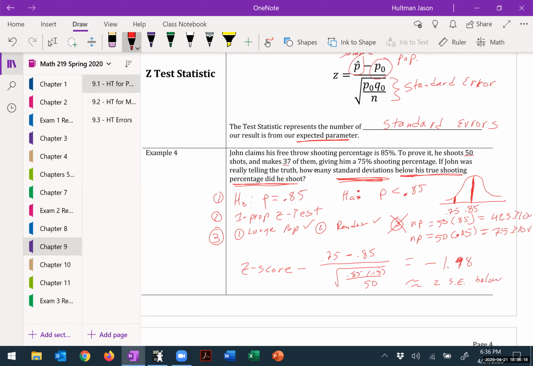But again, I can't continue with this because I have an insufficient sample size.